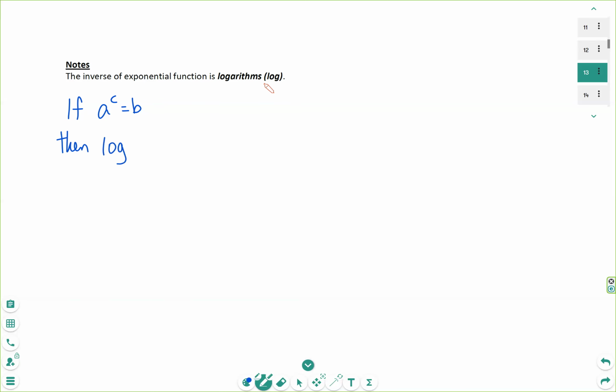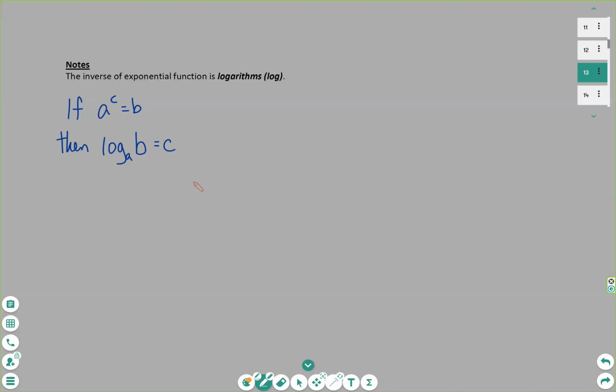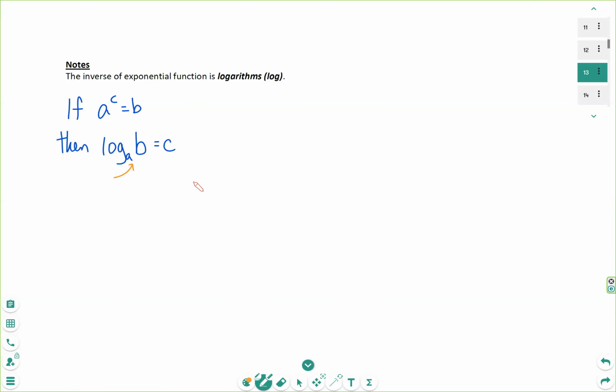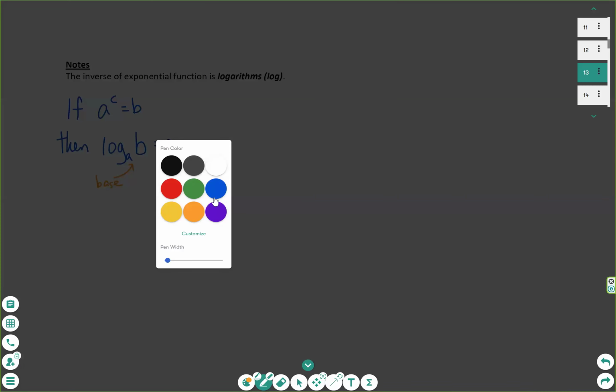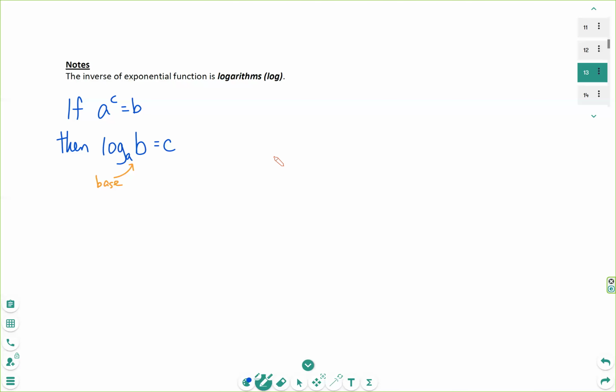log base a of b equals c. Now note the font size of a is a lot smaller than b, and it's positioned at the bottom right corner of the log. So it's positioned slightly lower than the normal line of writing. So this is called the base. So this is the base a. Okay, equals c.